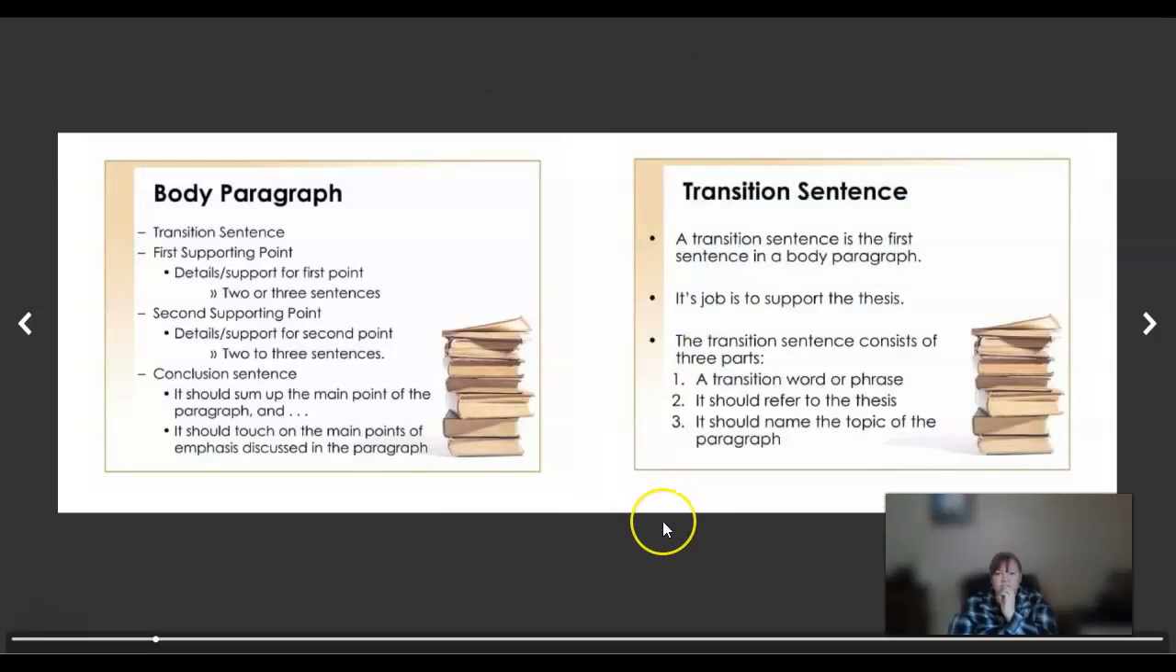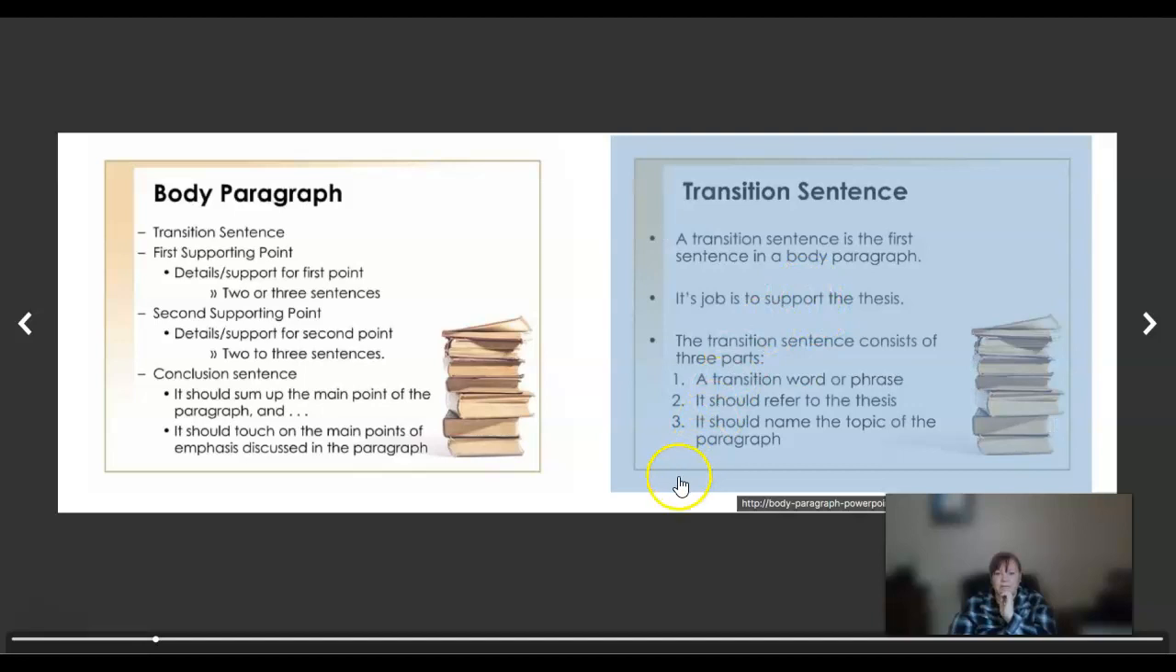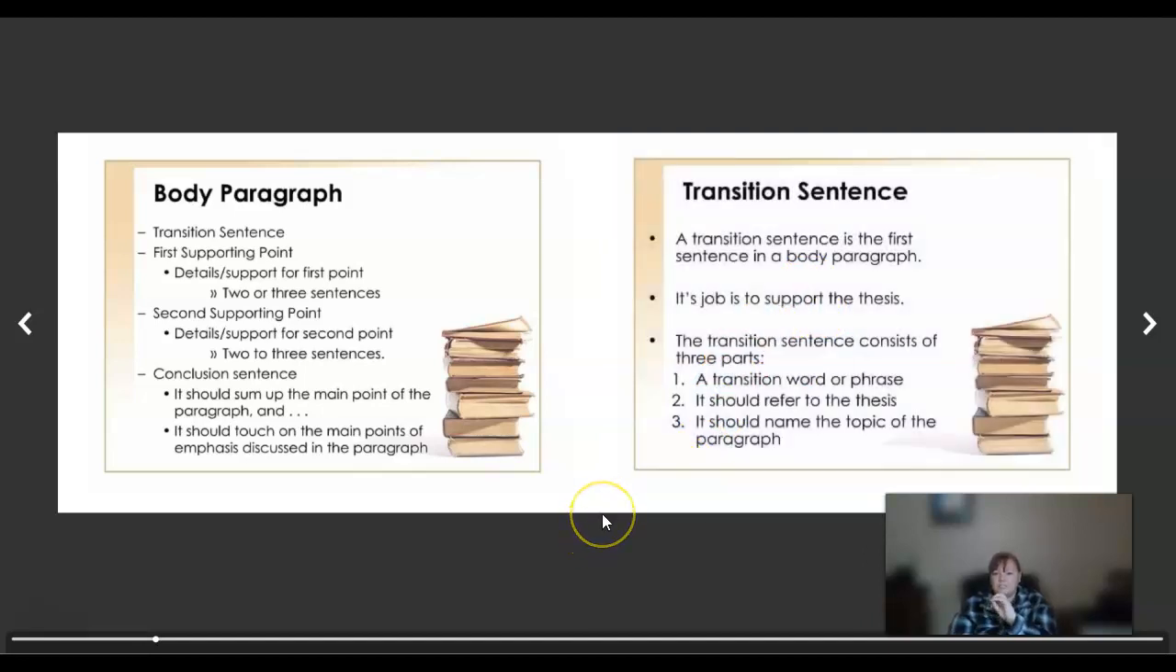So let's talk about the transition sentence. A transition sentence is the first sentence in a body paragraph. Its job is to support the thesis. Again, your thesis is going to have your 3 main points from your paragraphs. Your first paragraph is going to be what the job entails, your second paragraph will be the preparation, and the third will be the outlook. So you're going to use those 3 in your 3 body paragraphs.